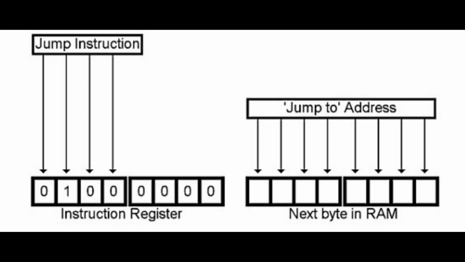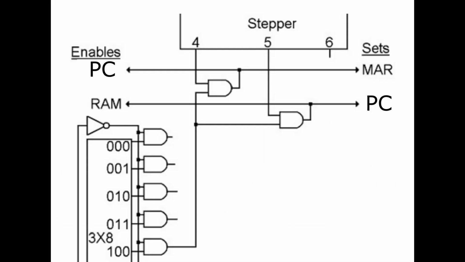Another method to jump to a memory location is by using the data byte of the next byte in RAM. It is similar to the insert data byte method, and this method uses slot 4 for the first 4 bits. In step 4, the stepper will enable the program counter to set the memory address register to execute the code of the data byte. Next, in step 5, the stepper will enable the RAM and set the data byte to the program counter. Hence, for the next instruction cycle, it will load from that memory location in RAM.